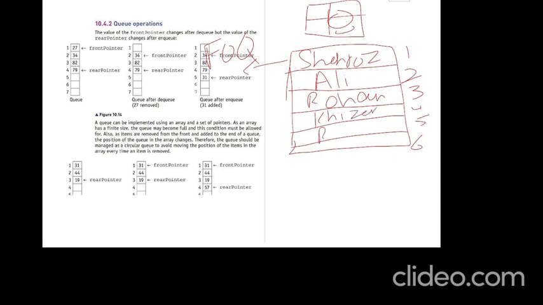At the fifth location we have, let's say, Rafi. Now, the sixth place is an empty one.